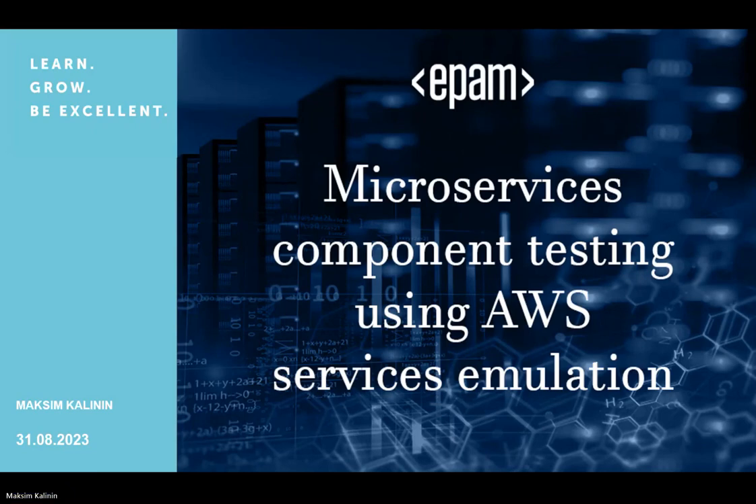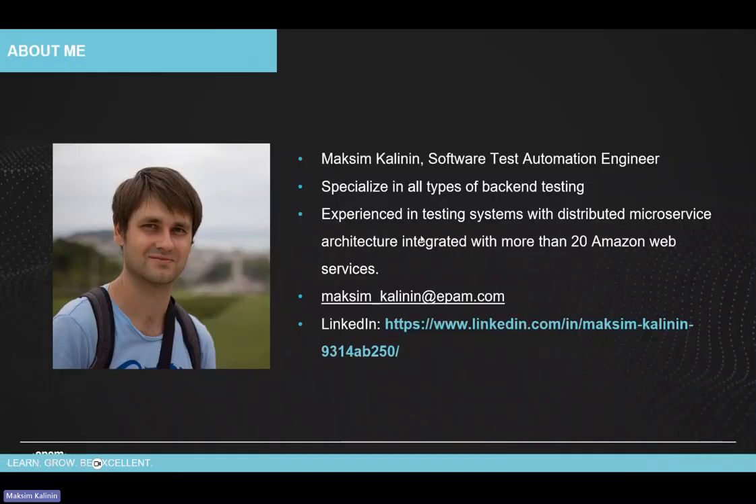First of all, a couple of words about me. My name is Maksim. I'm a QA automation engineer, specialized in all types of backend testing: component, integration, end-to-end. I'm also experienced in testing systems with distributed microservice architecture, with Apache Flink, Spring Boot, and so on, integrated with more than 20 Amazon Web Services.